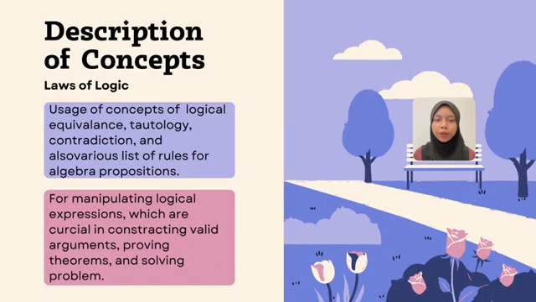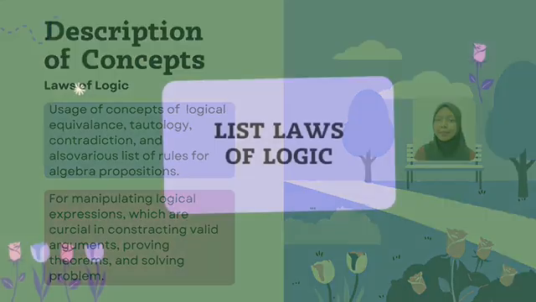Okay, so we're moving to the next slide, which is descriptions of concepts. For laws of logic, we use the concepts of logical equivalence, tautology, contradiction, and also various lists of rules for the algebra of propositions, for manipulating logical expressions, which are crucial in constructing valid arguments, proving theorems, and solving problems.